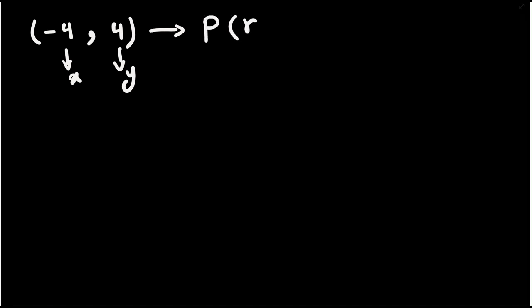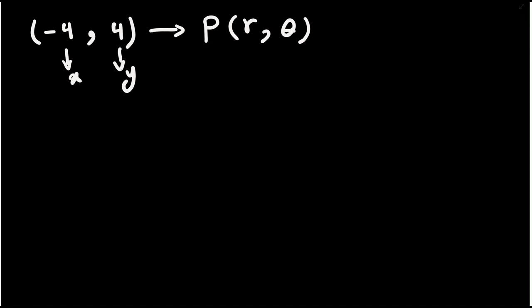Now let's convert from Cartesian to polar. Consider the point negative 4 and 4. So here I have x and y, and I want to convert it to r and theta. How can we solve this problem?